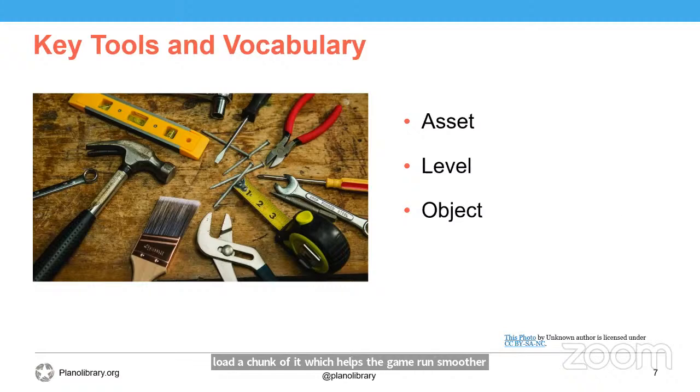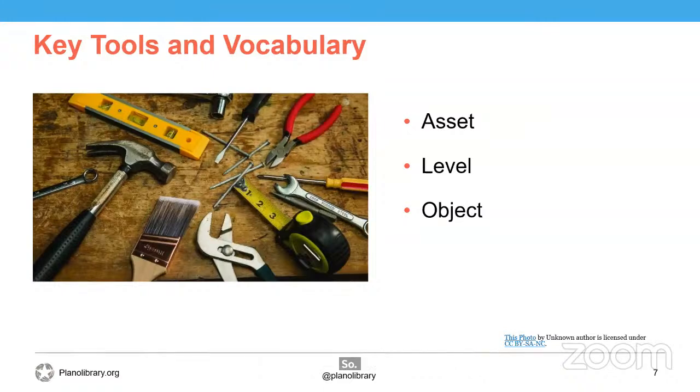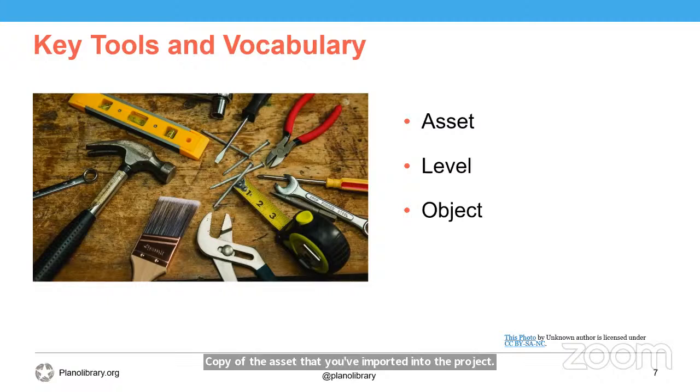One last thing is objects. Unreal Engine will also refer to objects as actors. They are instances of an asset. So you have one copy of the asset that you've imported into the project, but then you can make as many copies of that asset as you want, and they're all their own object or actor. And you can make changes to each individual one without changing the base asset that you imported.